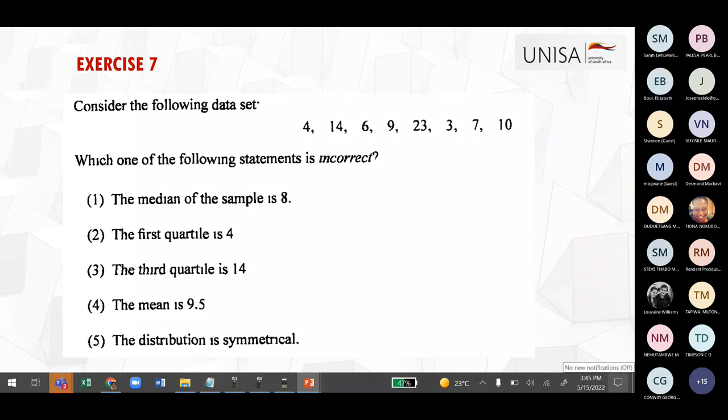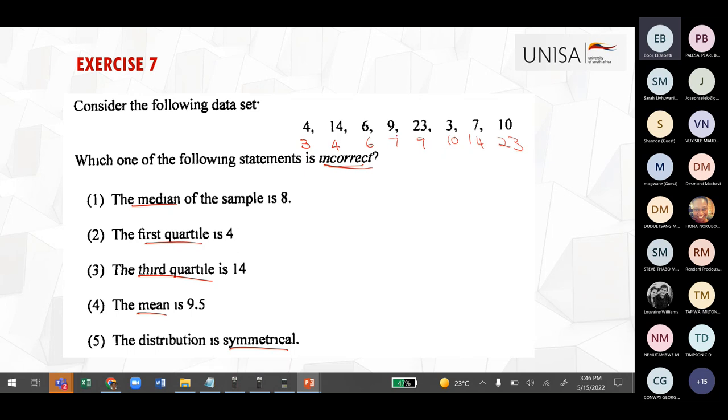Consider the following statements. Which one is incorrect? So it says we need to find the median, the first quartile, third quartile, the mean, and we need to state whether it is symmetrical. So for the median, we need to first sort the data. Let's sort it, so the smallest: 4, 3, 4, 6, 7, 9, 10, 14, 23. There we go. So let's go find the median position.